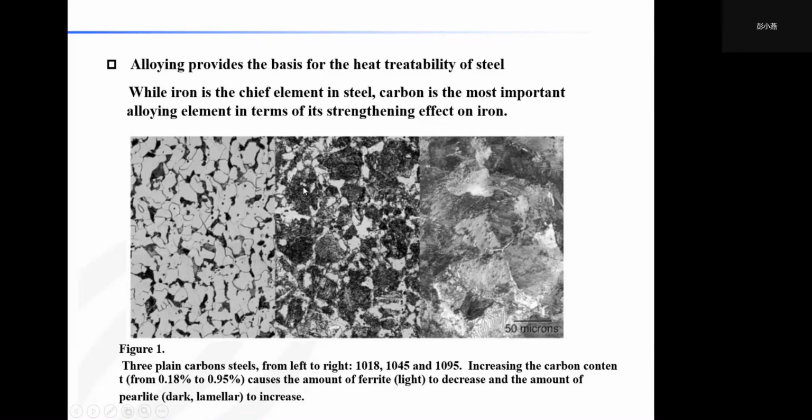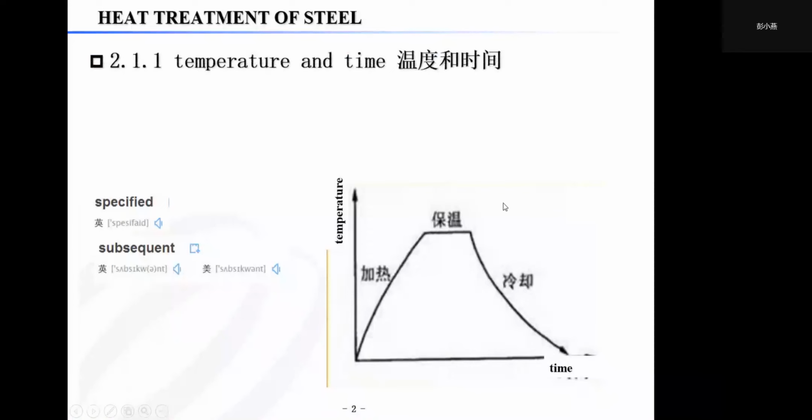Okay, so for iron and steel, the carbon is the most important alloying element in terms of its strengthening effect on iron. With the carbon content increase, the stress will increase, but the ductility will decrease.